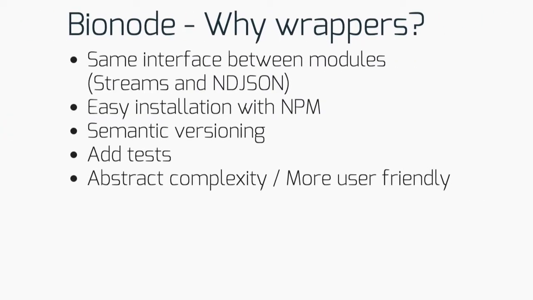Why wrap all these tools with JavaScript and use them with Bionode? One reason is to have the same interface between all my modules, which are Node.js streams and newline-delimited JSON. So I can just pipe JSON around from all these tools using Node.js streams in my modules. Also, another reason is the easy installation with the Node Package Manager. This way I can just do npm install bionode-sra, and I'll get some tools installed with Bionode. I don't have to worry about where it is installed, if the path is set up, because I'll access it through Bionode to the module.